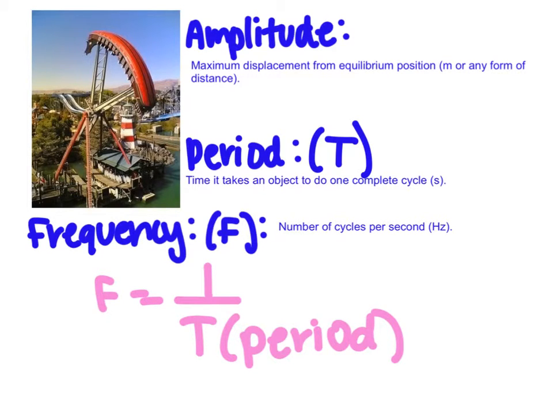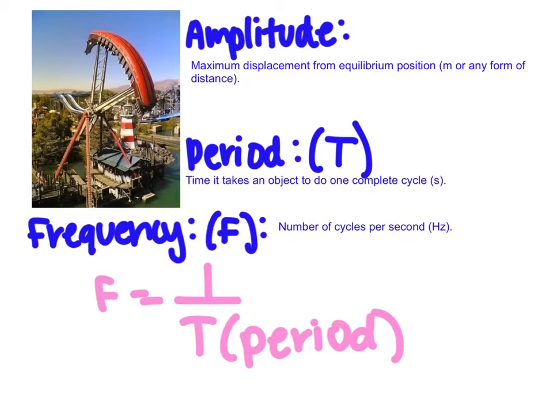And what I was showing you on the previous page was a chart that reviewed amplitude, period, and frequency. The amplitude was the maximum displacement from the equilibrium position, and this is in meters or any form of distance, so centimeters. Then the period is the time it takes an object to do one complete cycle, and this is measured in seconds. Period is symbolized by the letter T. Really makes no sense why it is, but if you see the letter T, it means period.